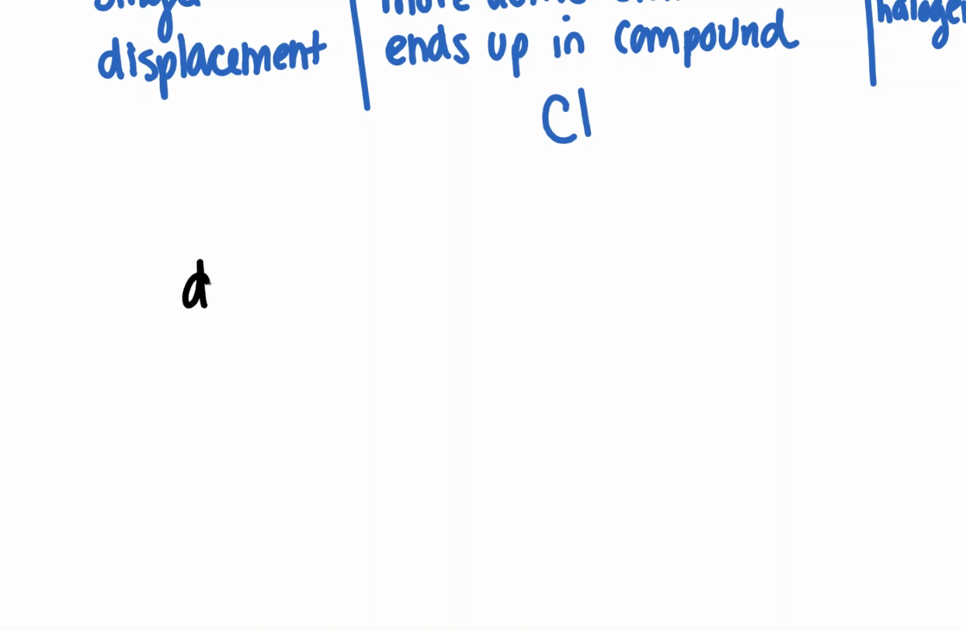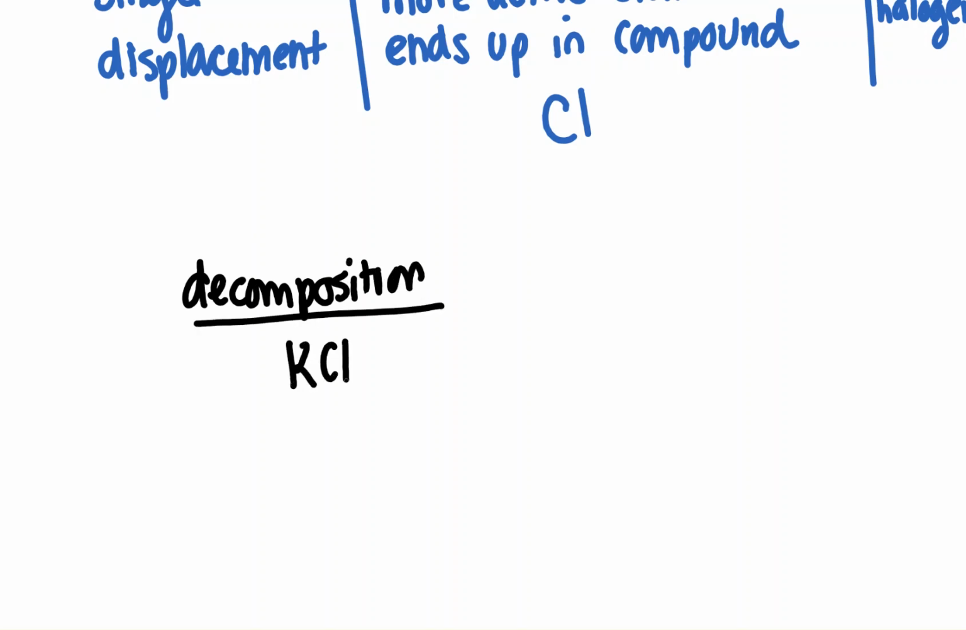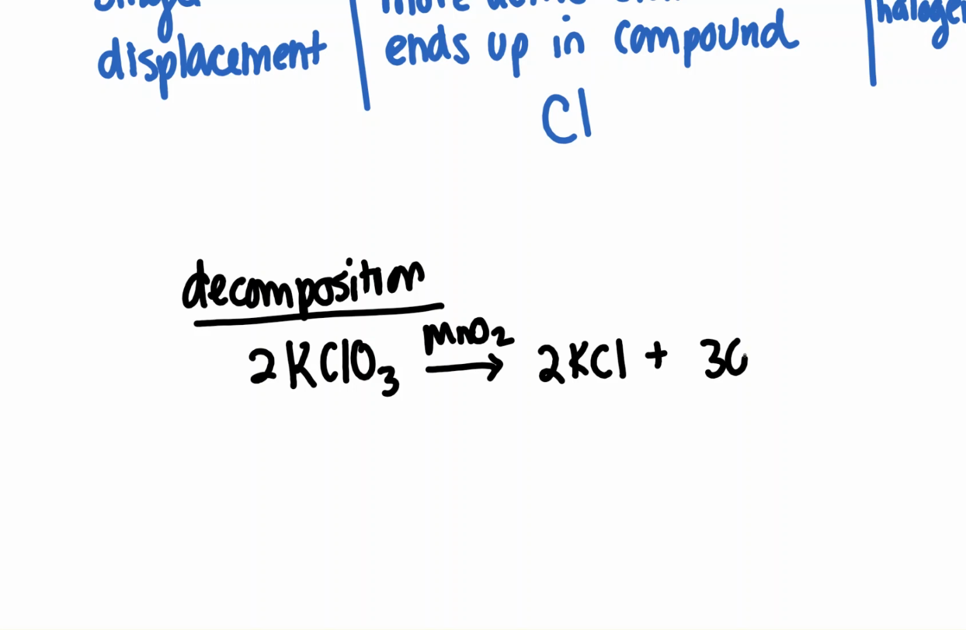A couple other reactions that we did we need to know a little bit about. First, our decomposition reaction. You do not need to memorize the reaction, but just be familiar with what's happening and what we observed. We did have a catalyst for this one, MnO2. This is the one where we used the glowing splint.